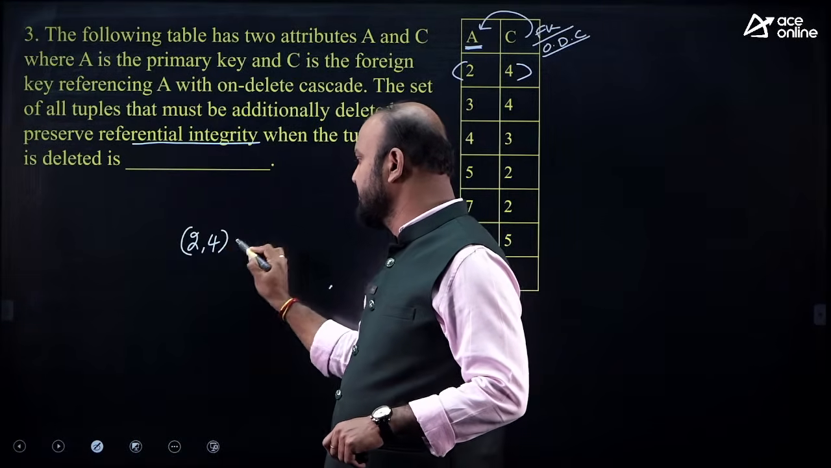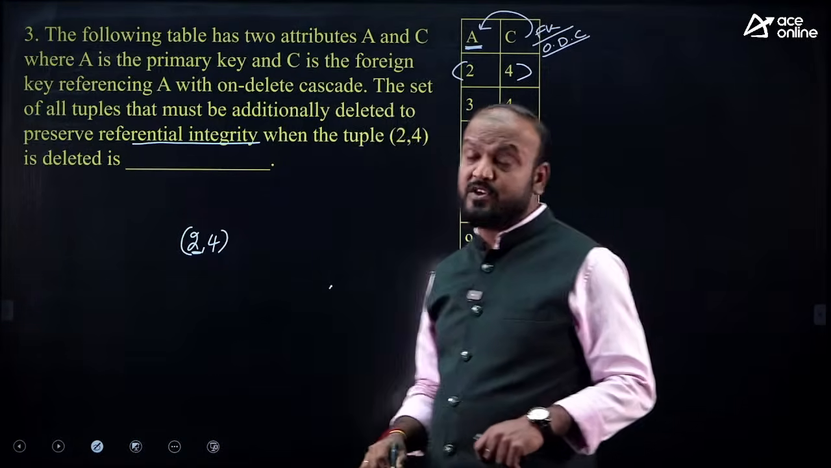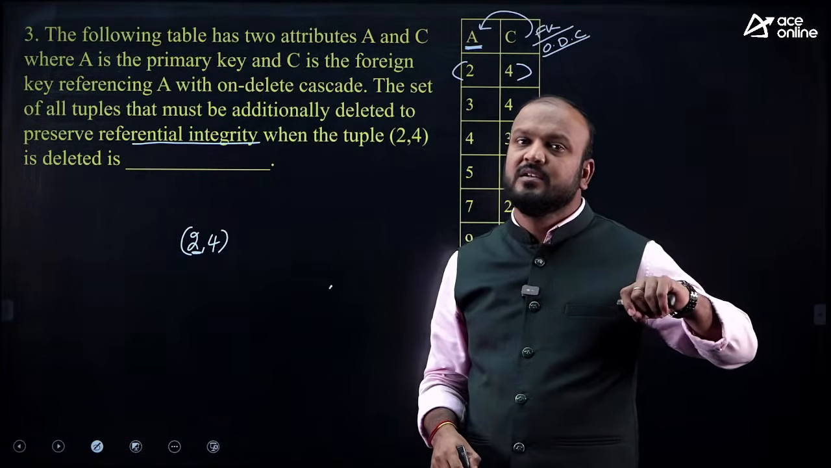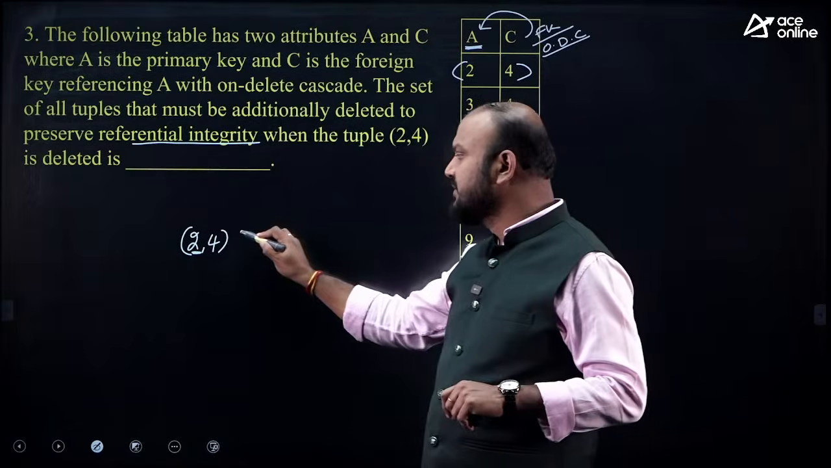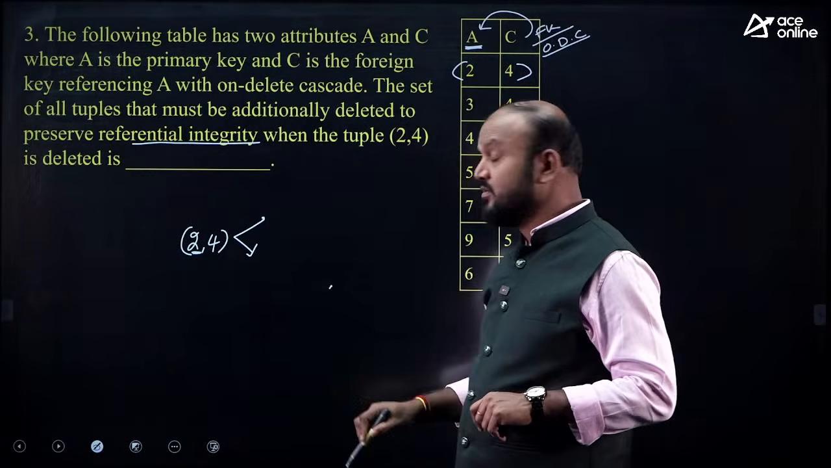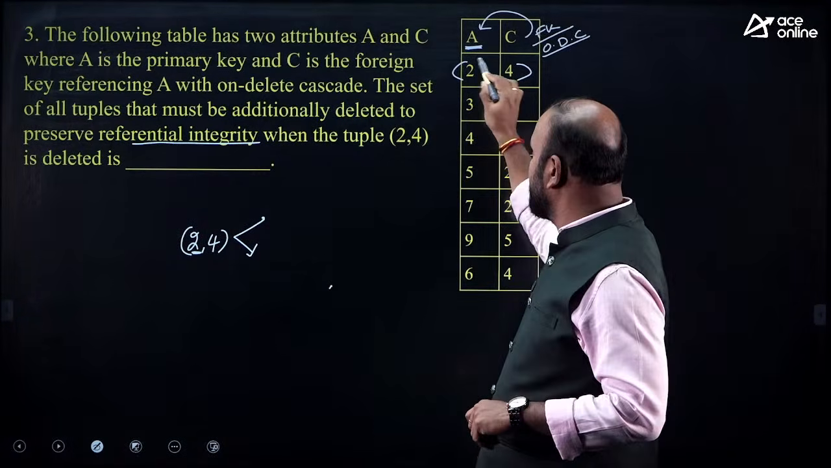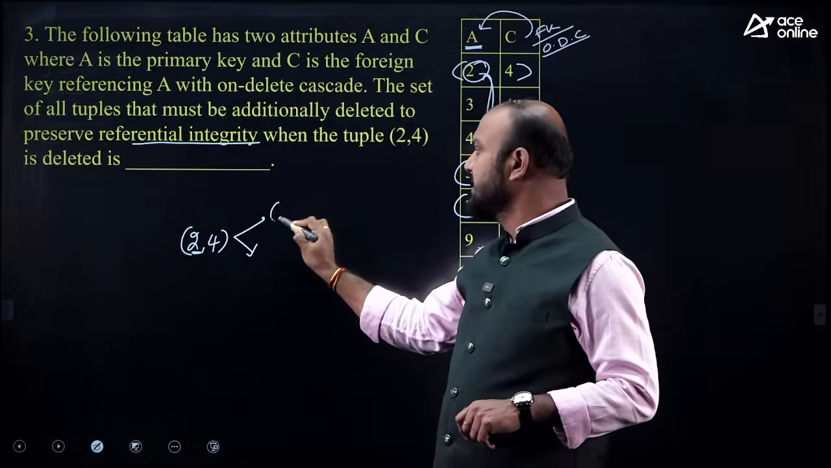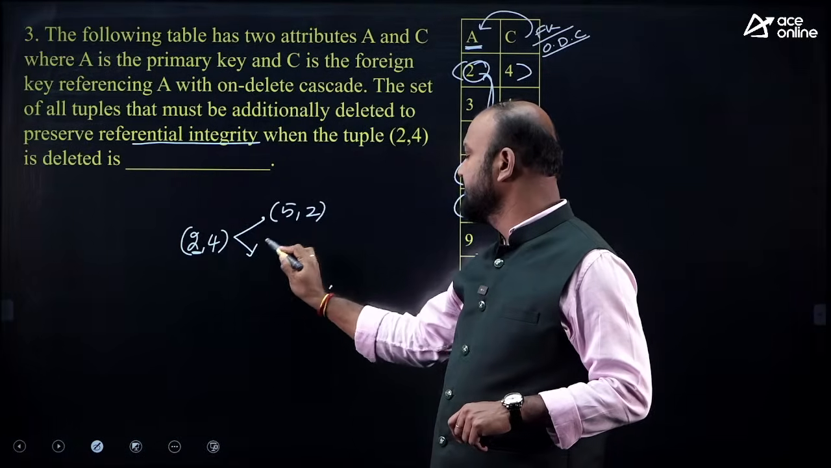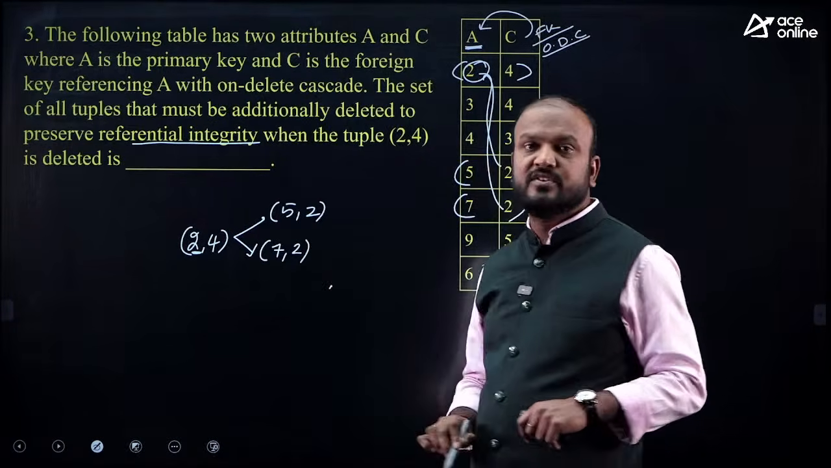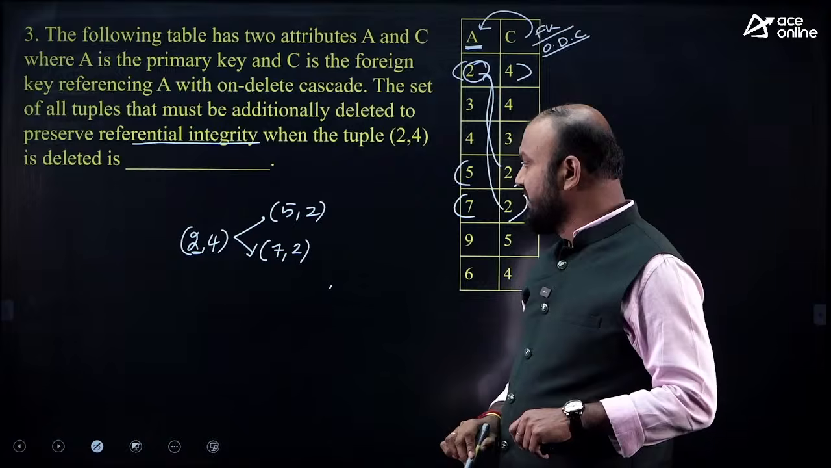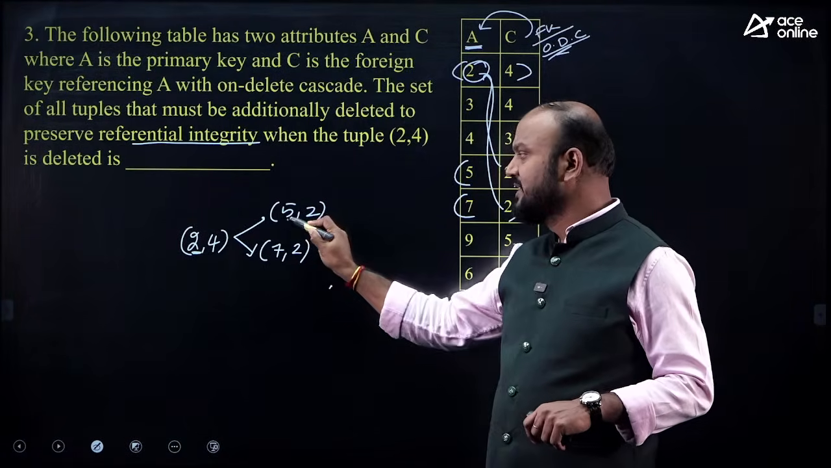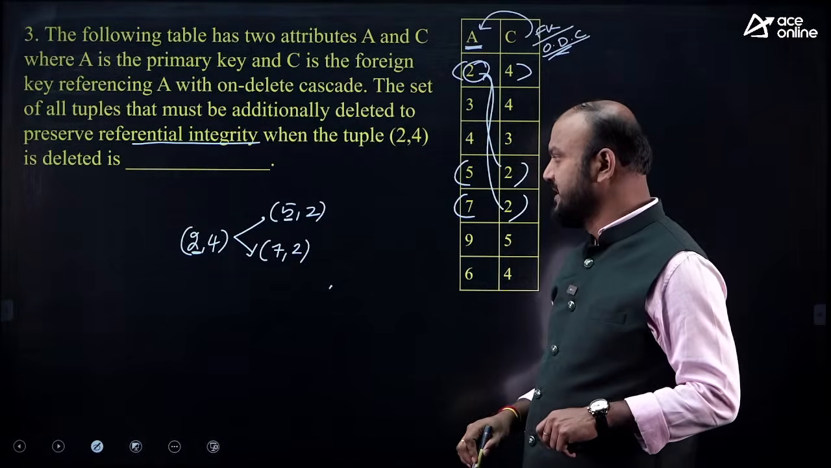When you delete 2, 4, you are deleting 2 from the parent, because 2 is under column A, and A is a primary key. With respect to A, we call it the parent table. Whenever a tuple is deleted from the parent, we have to check the related tuples in the child. Now 2 is there in 5, 2 and 7, 2. These are treated as child tuples. So whenever you delete 2, because on delete cascade is there, we have to delete 5, 2 and 7, 2.